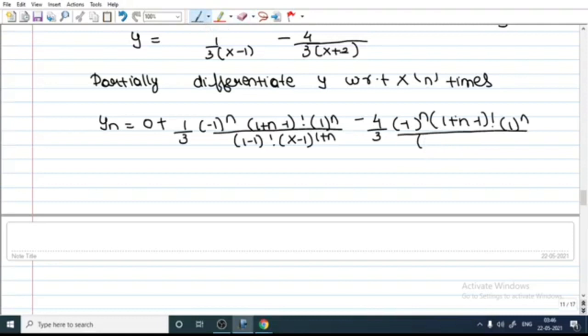So it will be nothing but 1 minus 1 factorial into x plus 2 factorial 1 plus n. If you simplify this, you will get your final answer.